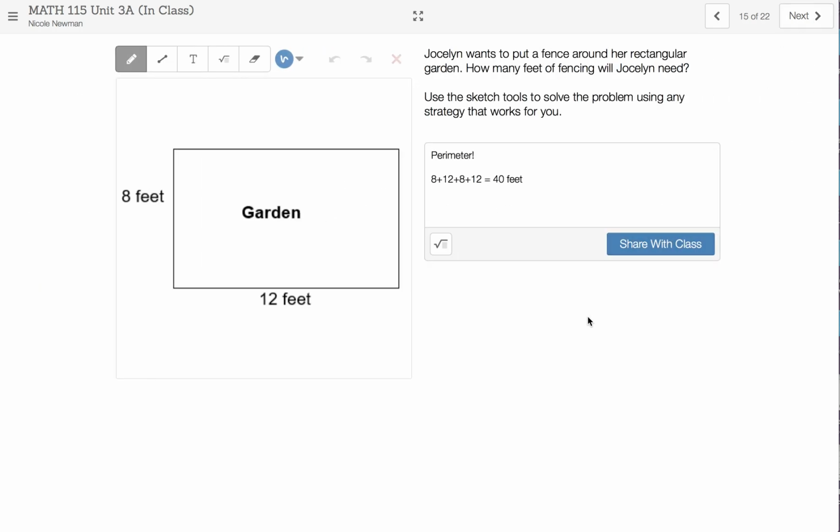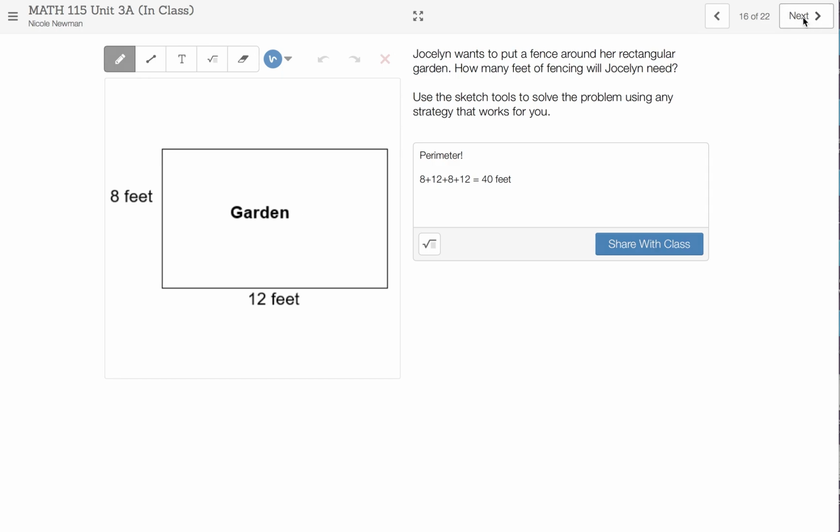Here's Jocelyn. She has a rectangular garden. It is 8 feet by 12 feet. She's actually looking for perimeter, so we can add all the way around her rectangle. She needs 40 feet of fencing for her garden in this case. So notice that Dante and Jocelyn have similar things going on with the 8 by 12, but one of them was asking for area and the other one was asking for perimeter.